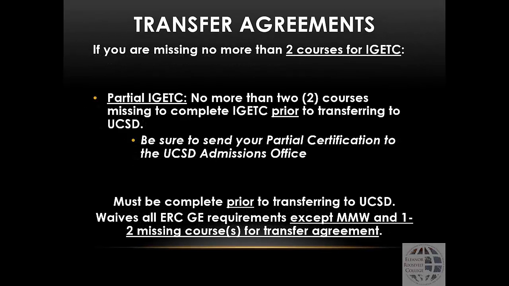If you chose to follow IGETC but did not complete all the requirements, you may be partial IGETC certified. To be partial IGETC, you cannot be deficient more than 2 courses of IGETC requirements prior to transferring. Make sure that you request to have your partial IGETC certification sent from your community college to UC San Diego admissions. As a partial IGETC student, you will be required to take MMW 121 and 122 and your missing IGETC requirements to complete ERC GE requirements.